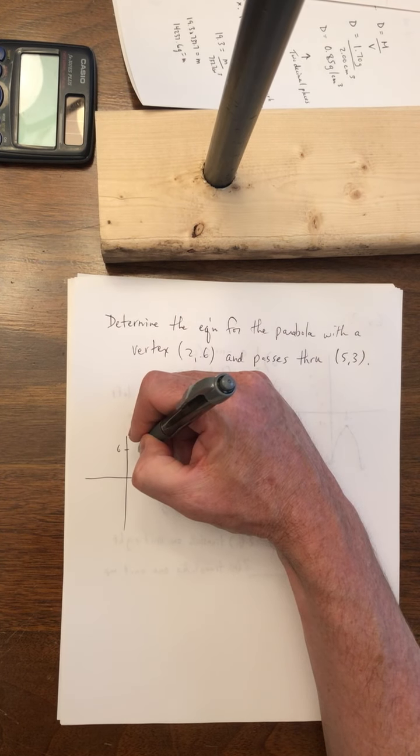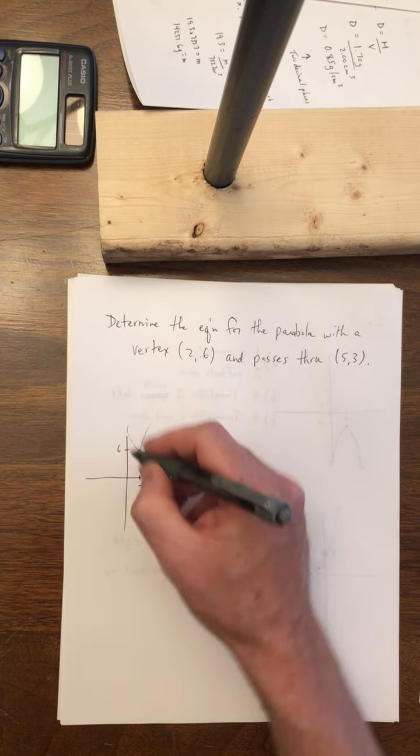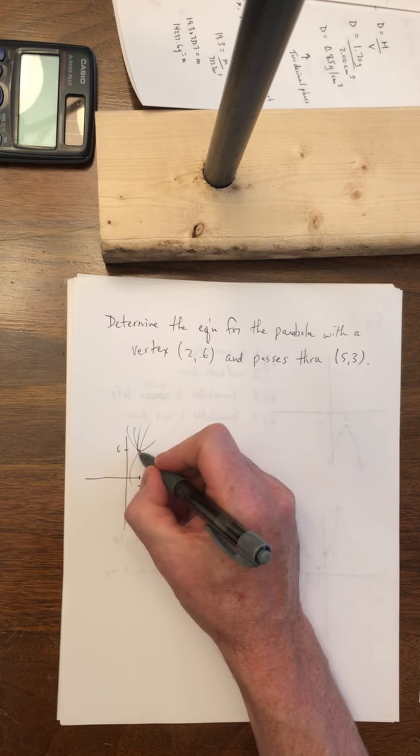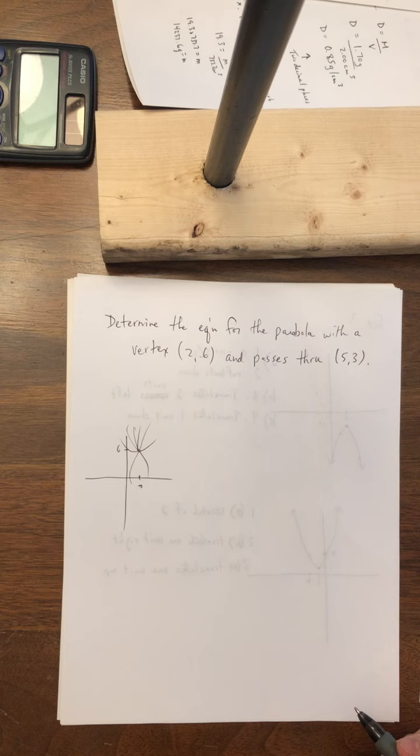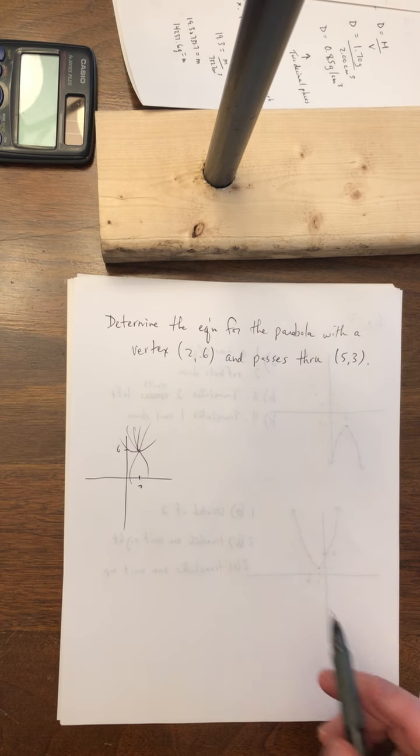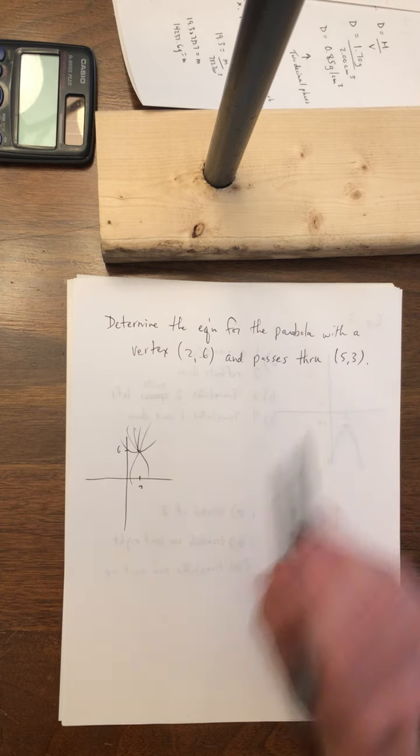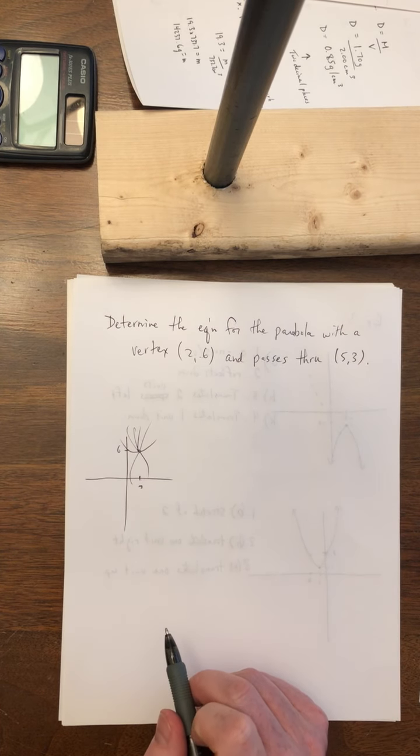So is our vertex probably going to be like this? Is it going to be like this? Is it going to be stretched? Is it going to be compressed? So we have to figure that out. Now, rather than trying to graph this all out and see where these points are, I'm going to show you how we are going to do this.